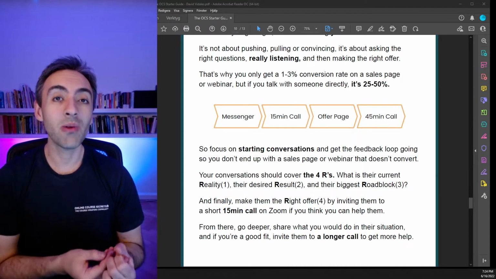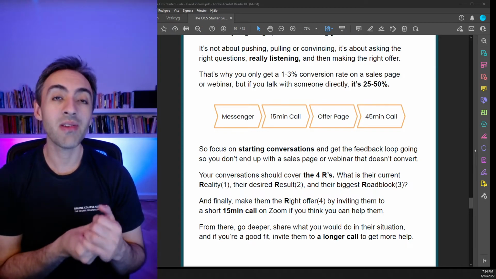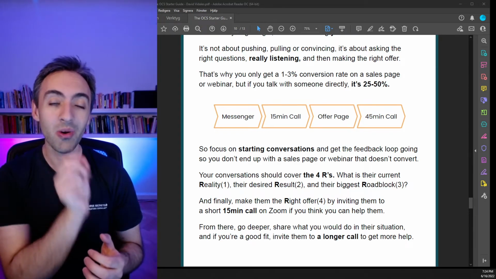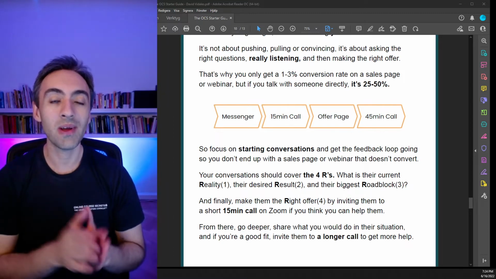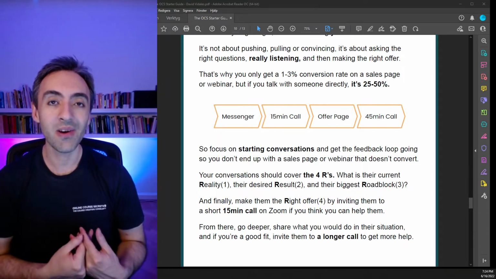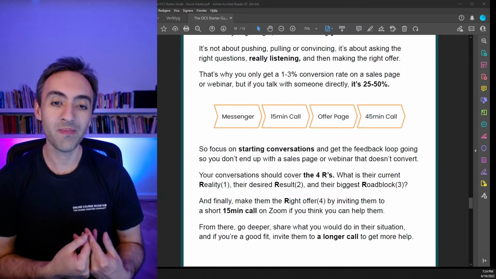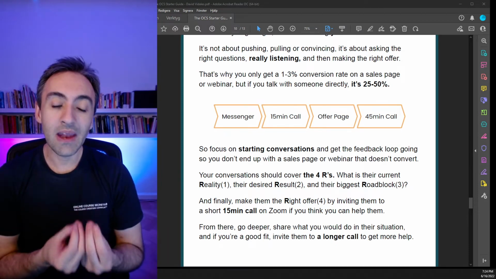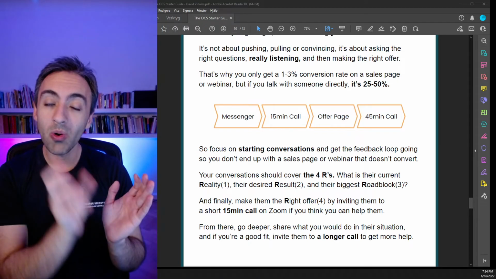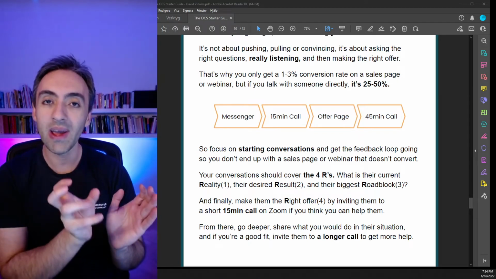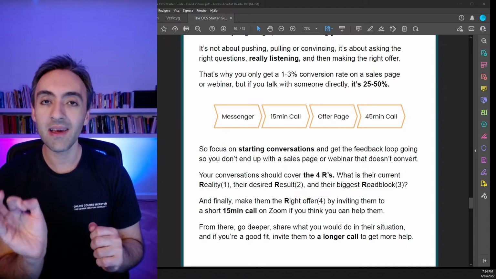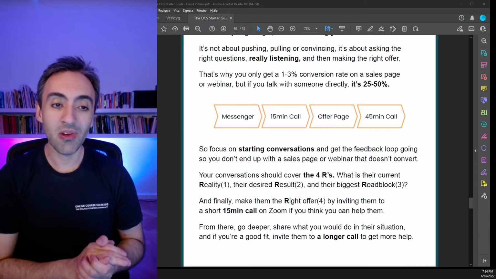Then we're trying to figure out what is their desired outcome, their desired result. So that's the second R: result. Result is what it is that they want, right? What is it that they're fighting for? What is it that they're striving toward? And then we're figuring out, is there a roadblock here? That's the third R. Is there something standing in their way of going from their reality to their result, right?